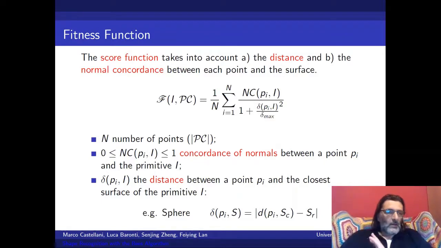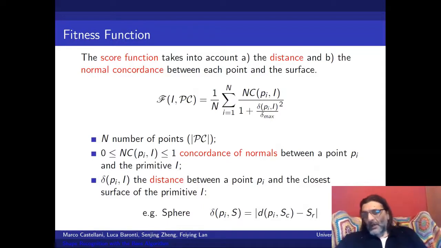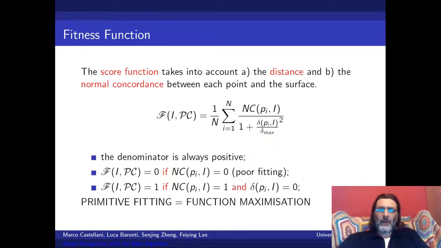If instead the match is terrible, so for example the candidate solution is perpendicular to the point cloud, then the function NC will be equal to 0. The second, delta, is the distance between each point of the point cloud and the closest surface on the primitive. Distance will be 0 in case of a perfect match, or something greater than 0 in the case of a non-perfect match.